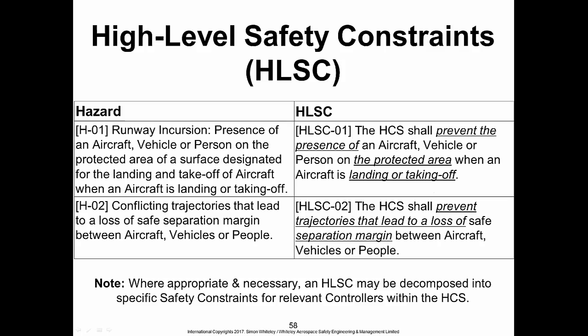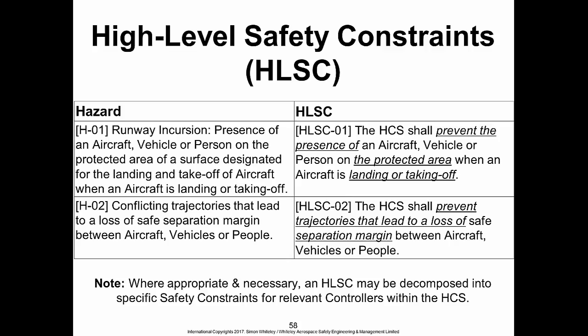Okay, so the high-level safety constraints. Essentially this is taking the two hazards that we've identified and transposing those into requirements or constraints that the control structure is intended to enforce. High-level safety constraint 1: the control structure shall prevent the presence of an aircraft, vehicle or person on the protected area when an aircraft is landing or taking off. And then high-level safety constraint 2: the control structure shall prevent trajectories that lead to a loss of safe separation margin between aircraft, vehicles or people.